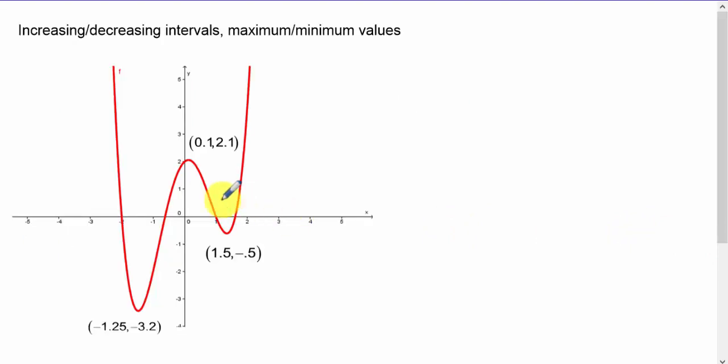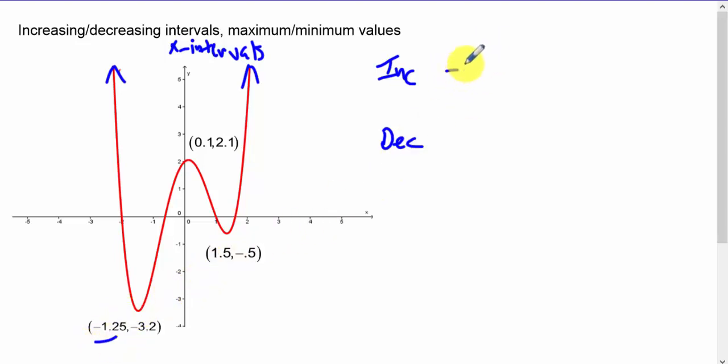So now here's another graph where I've got some things labeled. And we want to define or state increasing and decreasing intervals. Remember, these are in terms of x's, x intervals. So where does this increase and decrease? Let's start with that. And we're going to do this in interval notation. So I look for where it increases. That means where does it go up? Well, it goes up from the x value of negative 1.25 to the x value of 0.01. Or 0.1, sorry.